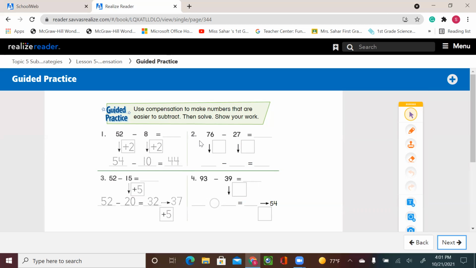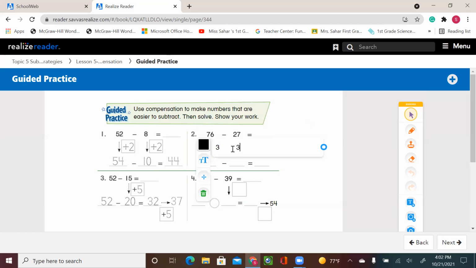Let's see. Number 2. 76 minus 27. So we can also say that I'm going to add 3 to both addends, because when I add 3 to the second addend, the 27 would be 30. That's why we chose that. So we're going to do it this way. We're going to write 3 for the first addend, and 3 for the second addend.